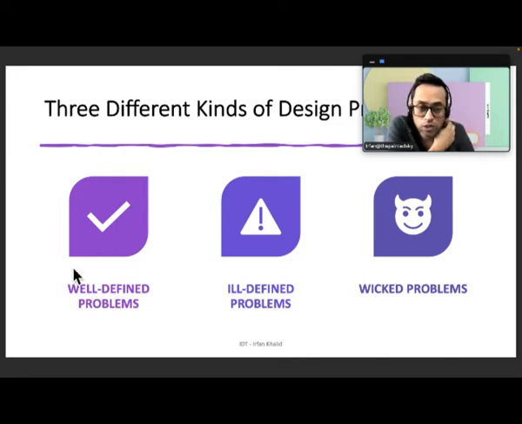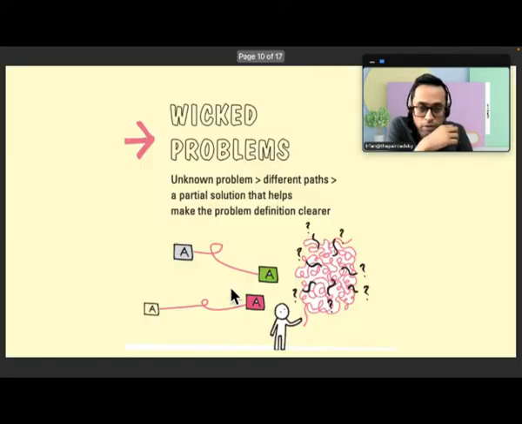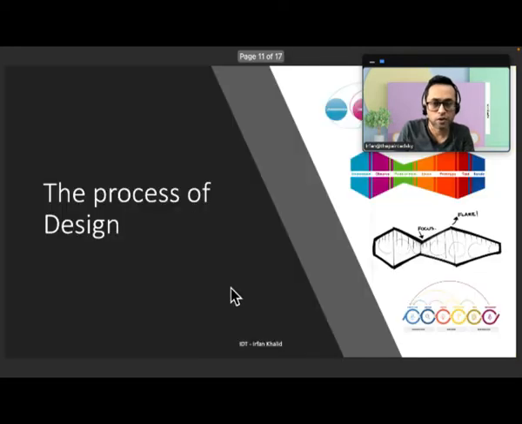So let's move on to see what design wicked problems are. Wicked problems are unknown problems. They might have different paths you need to take to find the solution, and one solution might not address the complete problem itself. Depending on who you are and where you are placed, you might look at the problem from a different perspective. Design thinking is what comes in to define or solve such wicked problems. So let's look at the process of design thinking.